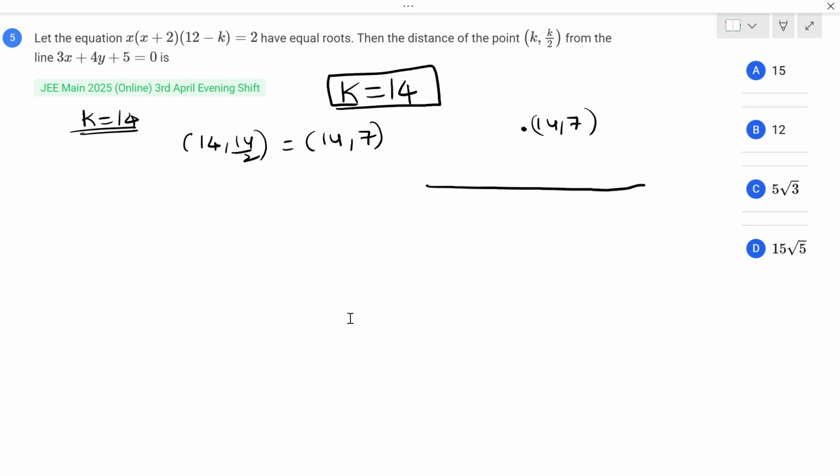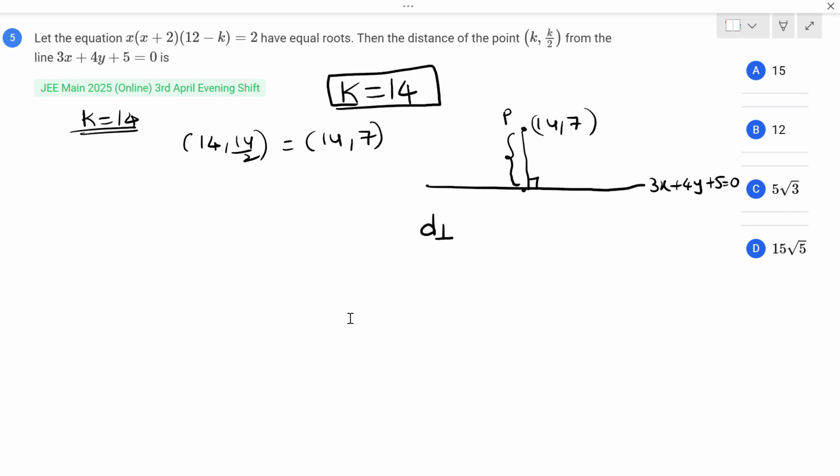The straight line is 3x plus 4y plus 5 is equal to 0. This is the straight line. Let us say the point is P. He is asking what is the distance of point P to the straight line. We know that by default distance means perpendicular distance. So he is asking what is the d perpendicular.